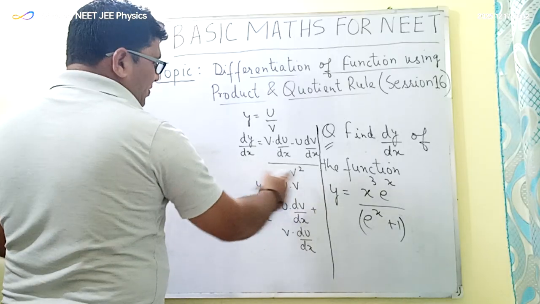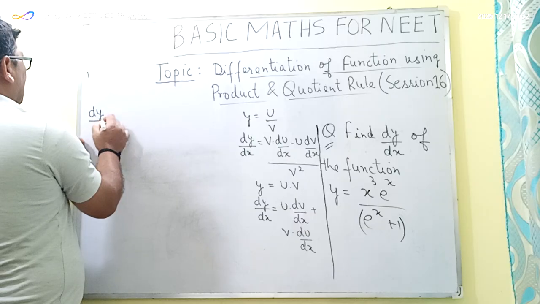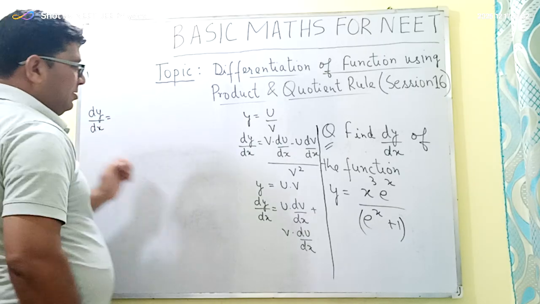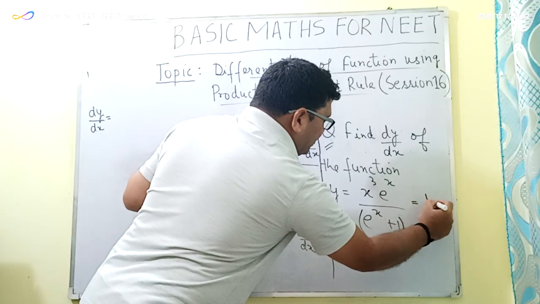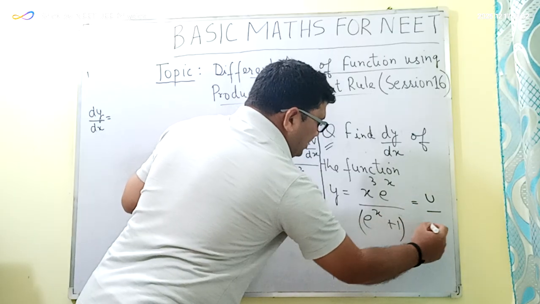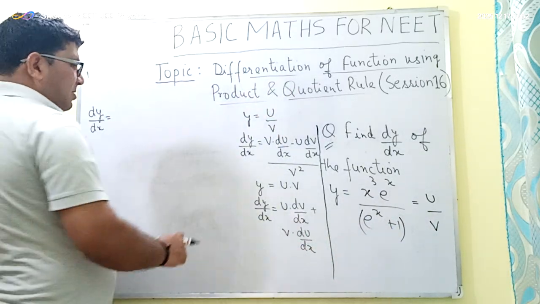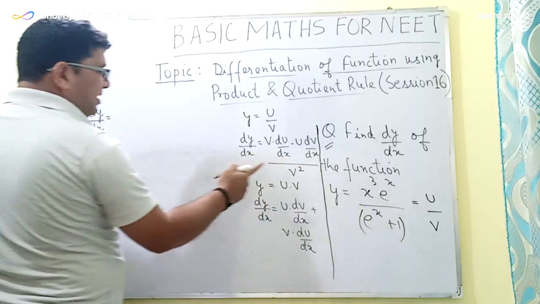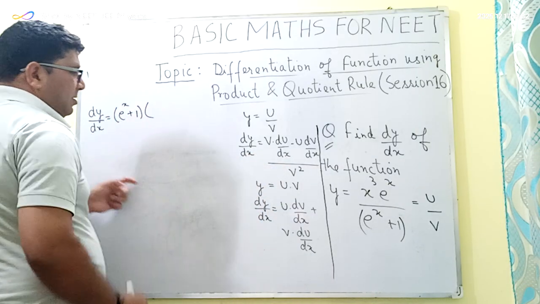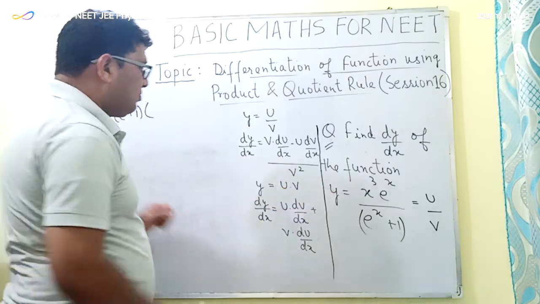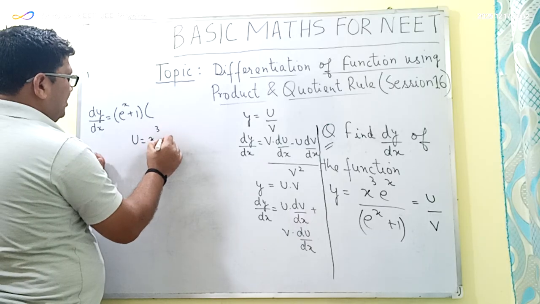First of all, I will be using the quotient rule. So dy by dx will be equal to, here x cube into e to the power x can be considered as u, and e to the power x plus 1 can be taken as v. So if I use this quotient rule, then dy by dx will be equal to, here v is equal to e to the power x plus 1, then du by dx. Now here u is equal to x cube into e to the power x.